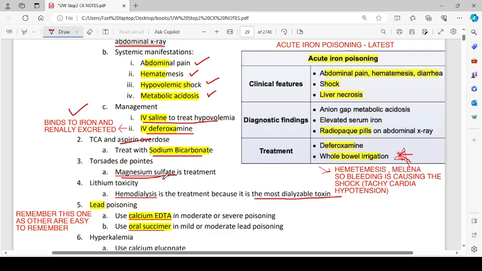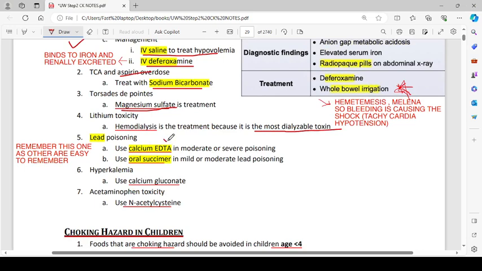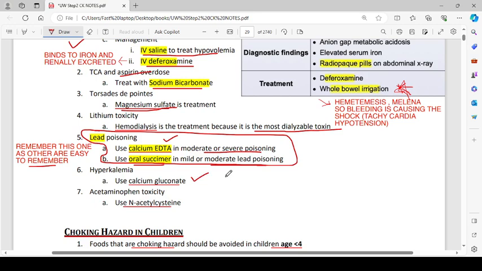In cases of lead poisoning, we use calcium EDTA in moderate to severe poisoning, and oral succimer in mild to moderate lead poisoning. Remember this one as the others are easy to remember. For very severe poisoning, calcium EDTA; for moderate lead poisoning, oral succimer. For hyperkalemia, we give calcium gluconate. And for acetaminophen toxicity, use N-acetylcysteine.